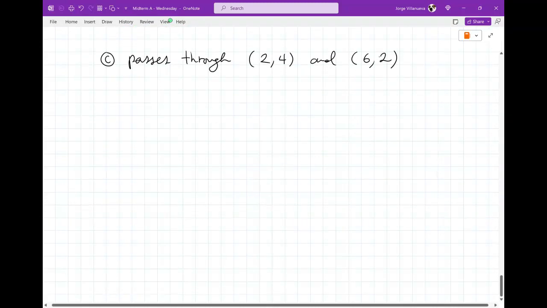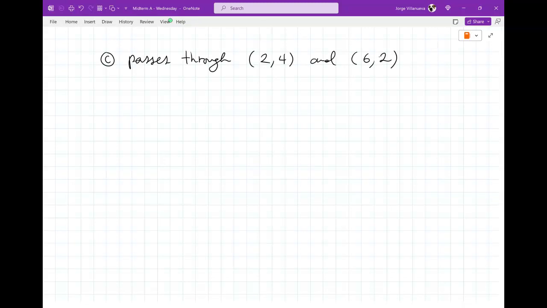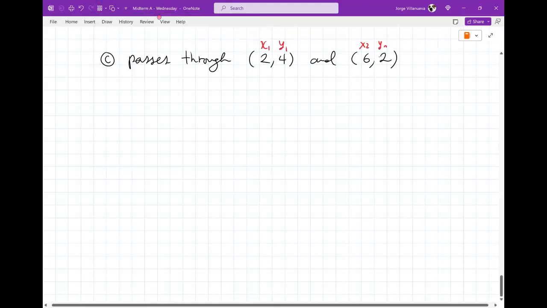So C: write an equation that passes through the points (2, 4) and (6, 2). Normally they would have given me a point and a slope. Part A, they gave me a point and a slope. Part B, they gave me a point and a slope, but it was kind of hidden, but they did give it to me. Here, they also gave me a point and a slope, but it's very hidden. How do I find my slope? Just use the formula, right? y2 minus y1 over x2 minus x1. So first, let me mark these up. I'm going to call these x1, y1 and x2, y2.